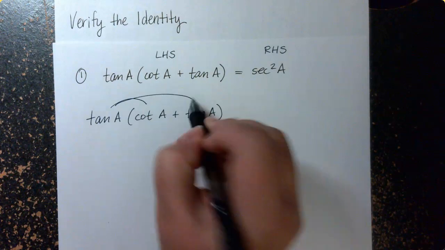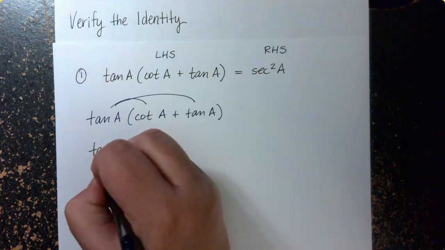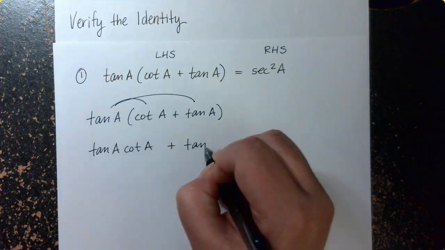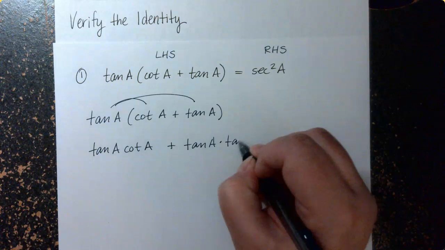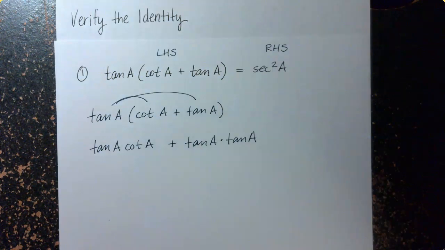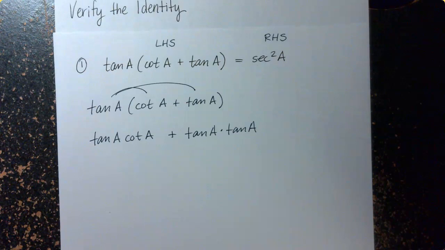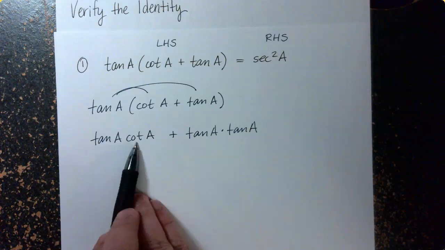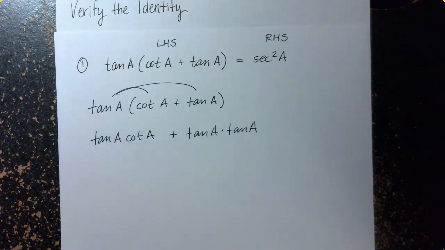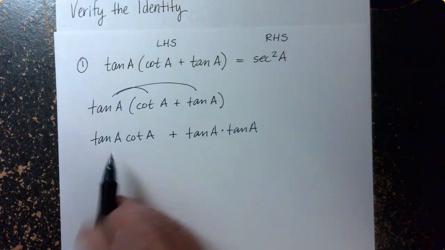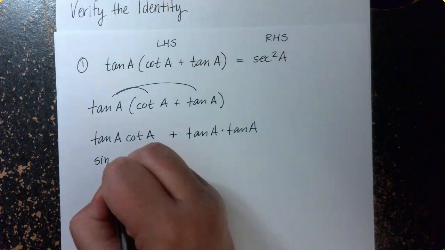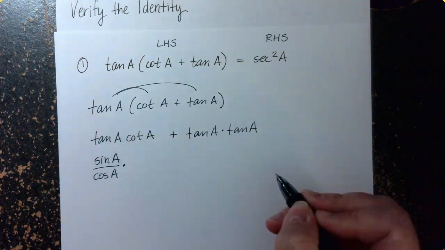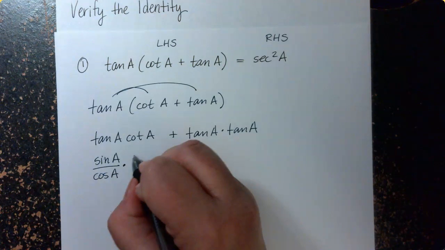I'm going to distribute, and I'm going to have tangent of A times the cotangent of A plus tangent of A times the tangent of A. Okay? And then I am going to rewrite, and this is very often something that you do at some point, these different trig functions strictly in terms of sine and cosine. In other words, the tangent is the sine over the cosine. And cotangent is cosine over sine.